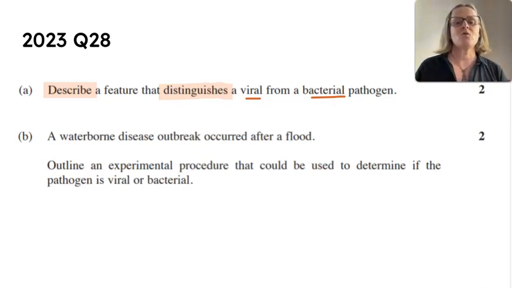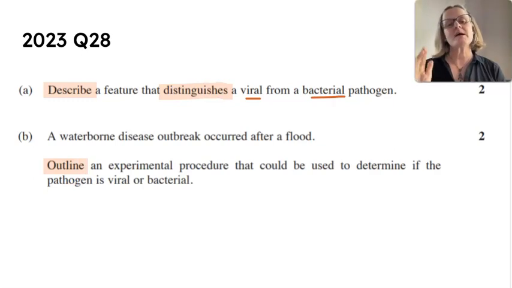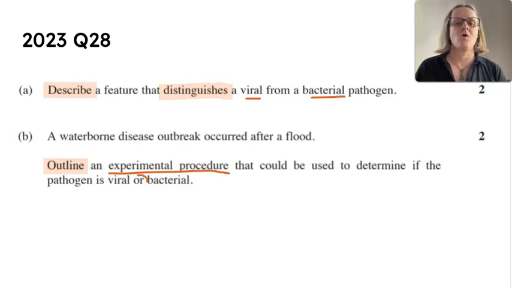And then a waterborne disease outbreak occurred after a flood. It says outline. So outline means that it needs more information than an identify, but it doesn't need a describe level of detail. So we want some detail, but it doesn't have to be huge. And an experimental procedure, that means a method. So you can write out a method if you want, or you could write it as a paragraph. And you need to determine if it is viral or bacterial.